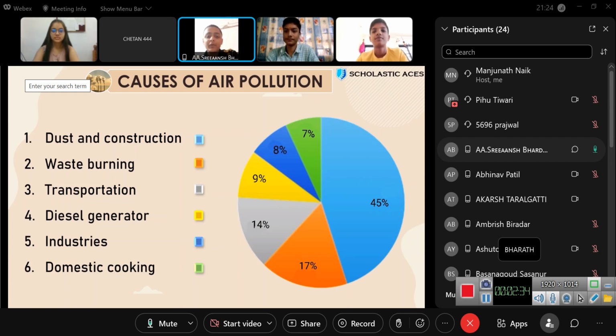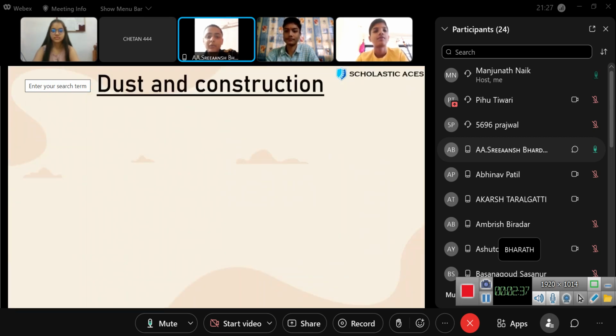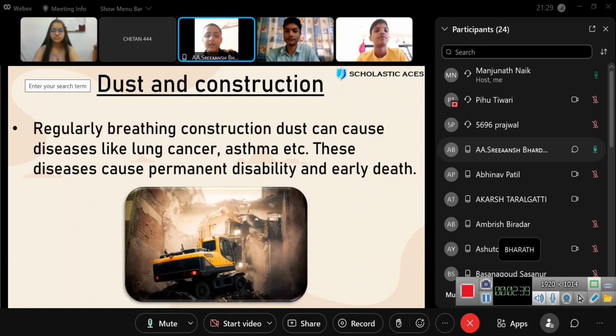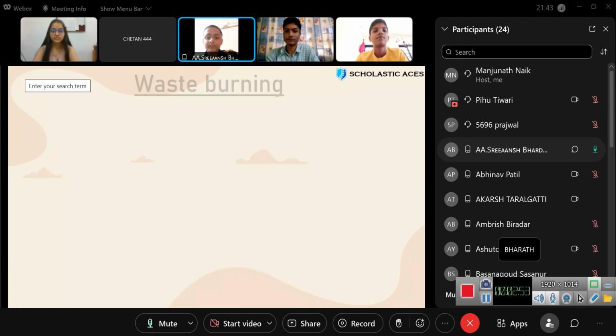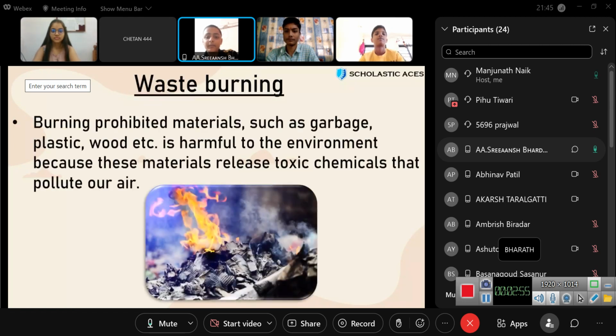Now I will explain all the 6 points briefly. So the first one is dust and construction. Regularly breathing construction dust can cause diseases like lung cancer, asthma, etc. These diseases cause permanent disability and early death. Waste burning. Burning prohibited materials such as garbage, plastic, wood, etc. is harmful to the environment because these materials release toxic chemicals that pollute our air.